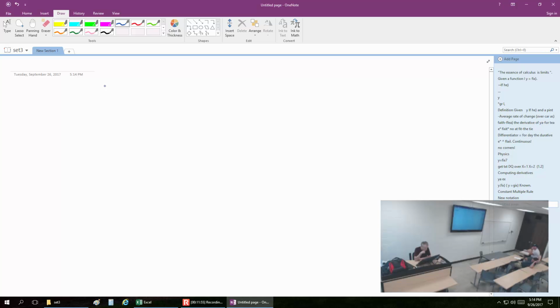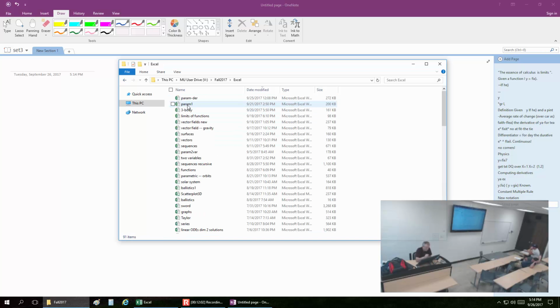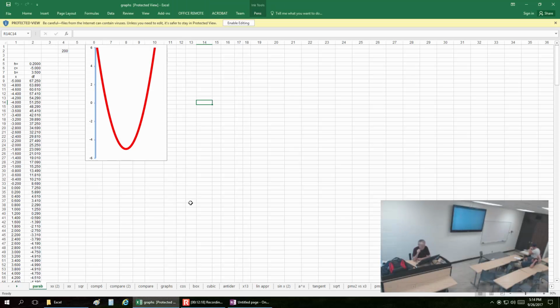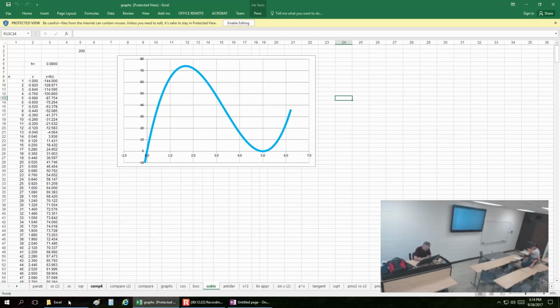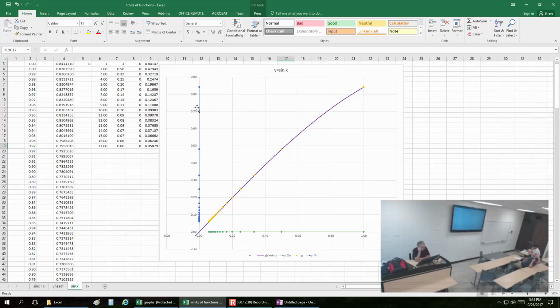I think we already did the graph for sine. Where is it? I have a bunch of functions here. That's not it. This one maybe? Yeah, here it is. Remember this one?